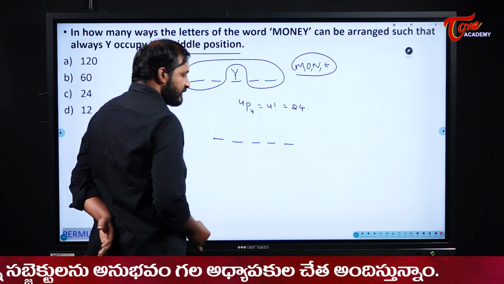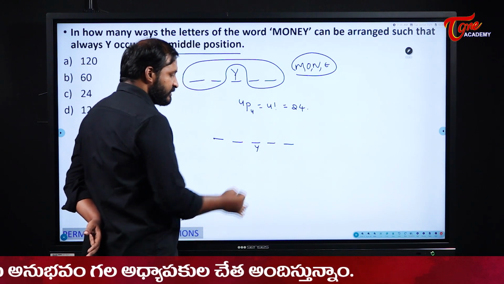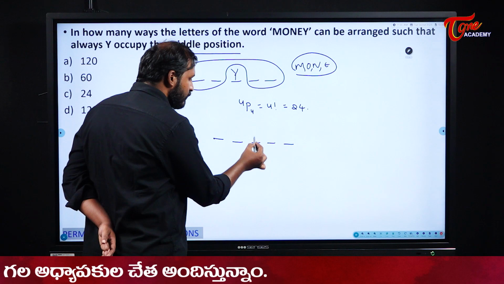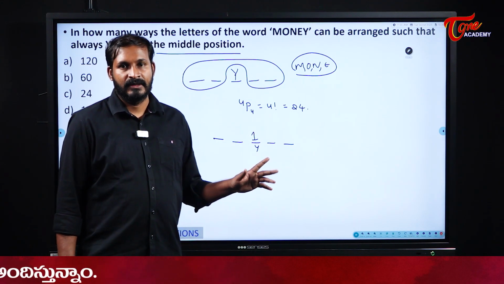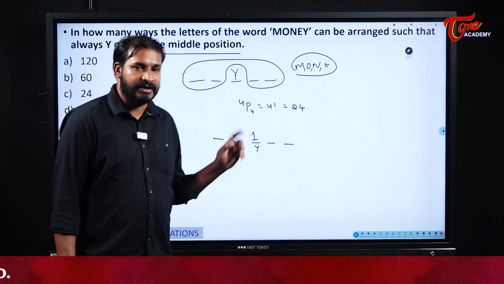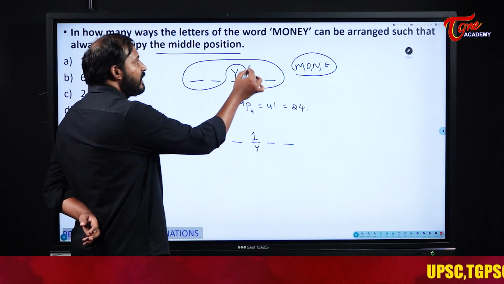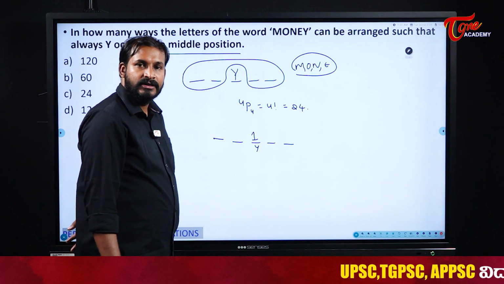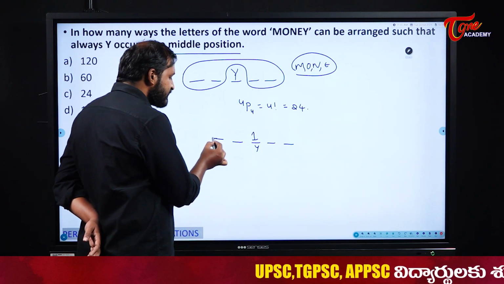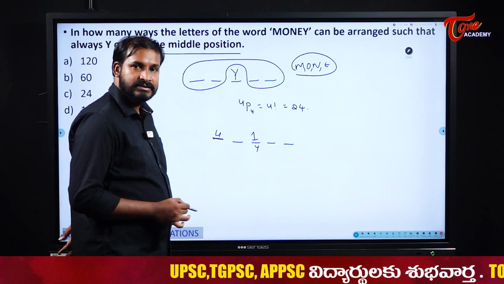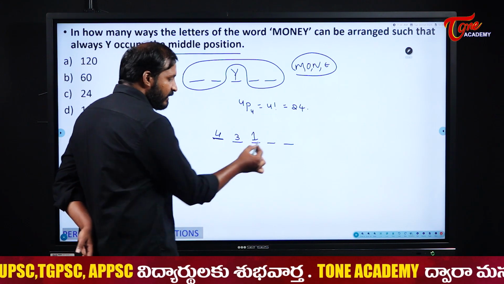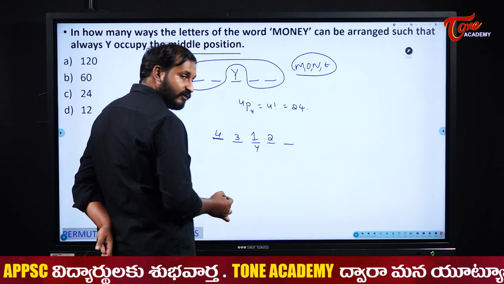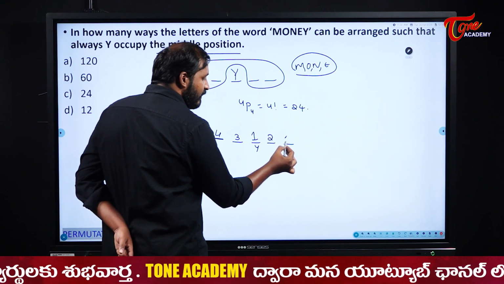Please see here, if Y occupies this position, how many chances are there for this position? Only one chance, right? That means it should always be filled with only Y. Now, when it comes to my first position, out of 5, Y is already occupying. So for my first position, how many chances will I have? 4 chances. For my second position, I will have 3 chances. For this position, I will have 2 chances, then the 4th position. And for my last position, I will have 1 chance.